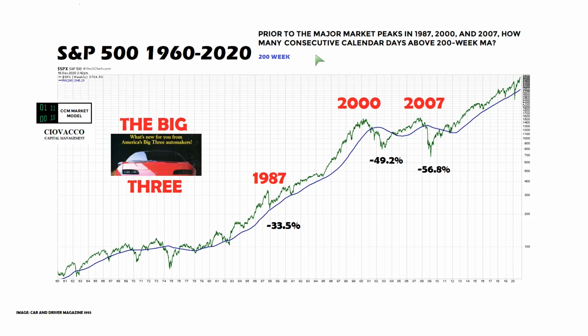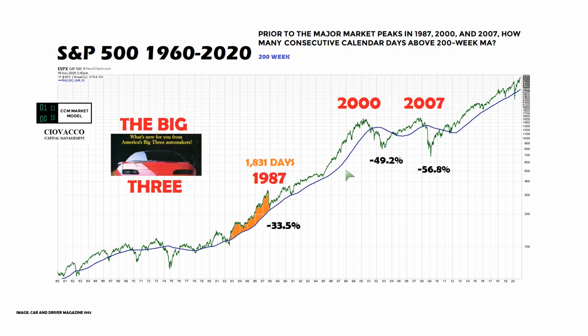Prior to the major market peaks in 1987, 2000, and 2007, how many consecutive calendar days did the S&P 500 close above the 200-week moving average? The 200-week is shown in blue. So let's look at the first case, 1987. The answer? The S&P 500 closed above the 200-week moving average for a whopping 1,831 calendar days. This is what an extended trend looks like.